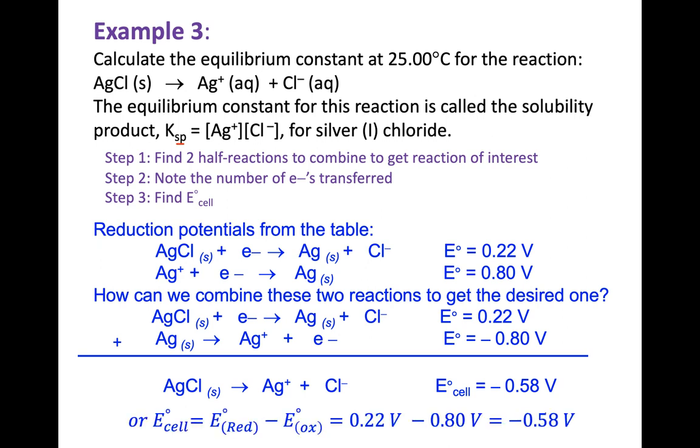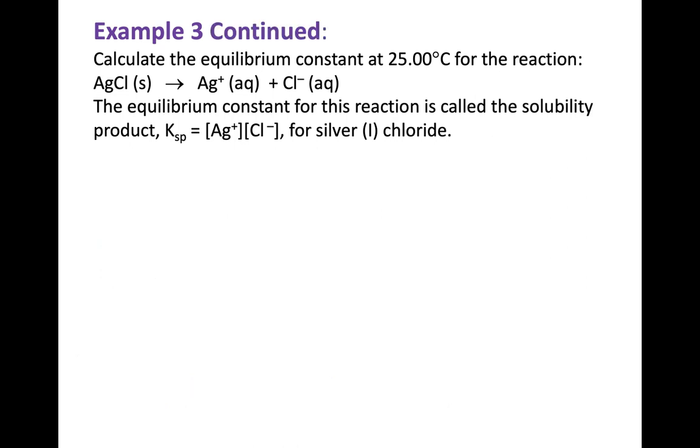Okay, we're out of room, and one more thing. We can also just use the reduction potential minus the reduction potential of the oxidation, and of course we get exactly the same thing, negative 0.58 volts. We're out of room, so here's the same question.